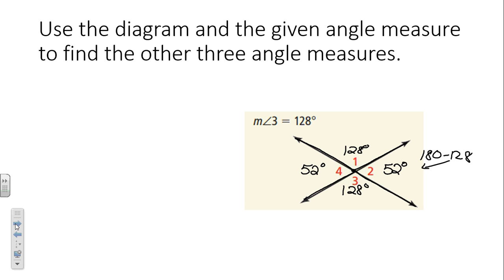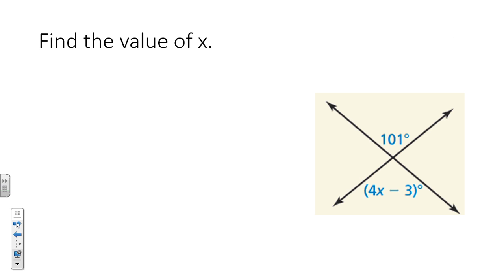Not too bad, right? That's how easy your problems are going to be today. Okay? As long as you recognize those relationships. You know what vertical angles are, you know what linear pairs are, you remember that, you're in good shape. Okay? Next example. Now we want to find the value of x. So what do you think we should do, Jacob?